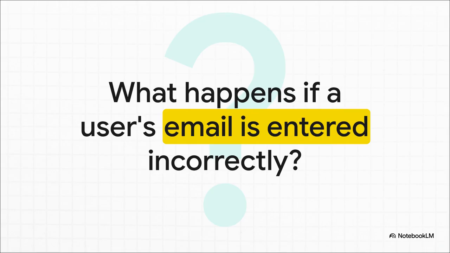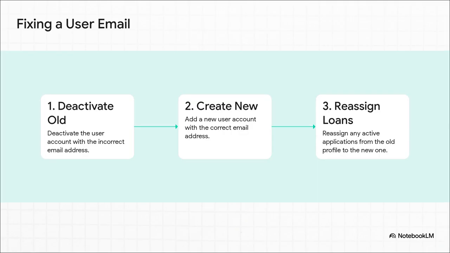But what about when things go wrong? It happens. Here's a super common but critical problem. A user's email, which is their unique ID in the system, gets typed in wrong during setup. You can't just go in and edit it. So what do you do? The solution is actually a really clean 3-step fix. First, you deactivate the old incorrect account. Second, you create a brand new one with a correct email. And then, and this is the most critical step, you use that reassign feature we talked about to move all of their active loans to the new correct profile. Just like that, the pipeline is fixed and zero work gets lost.